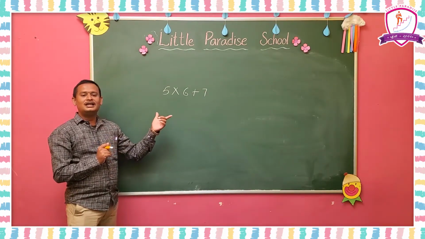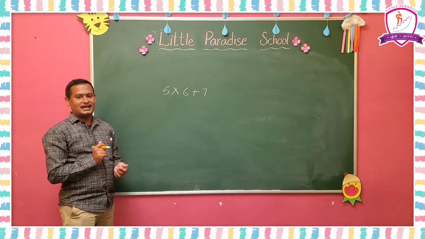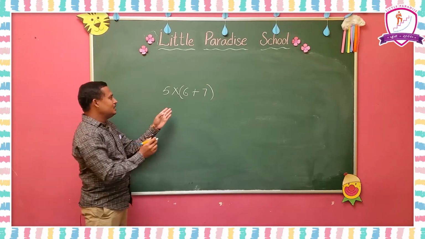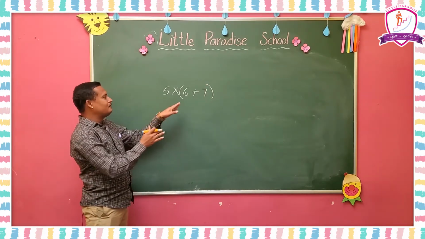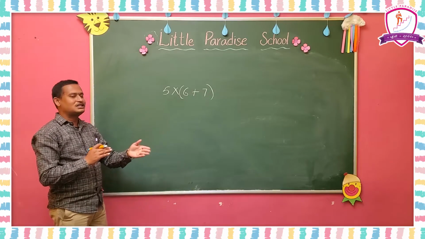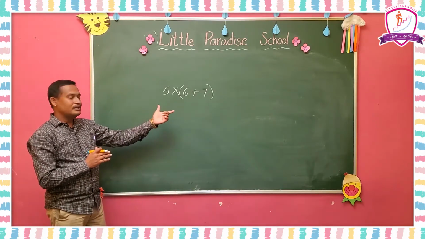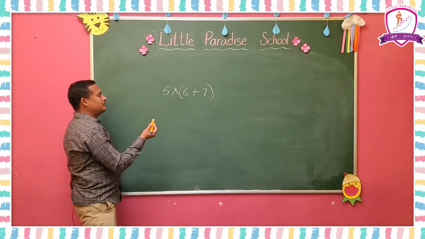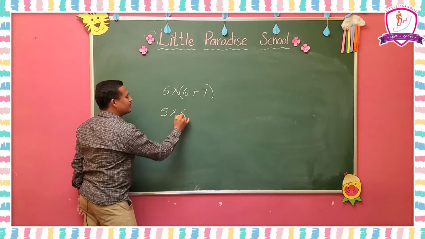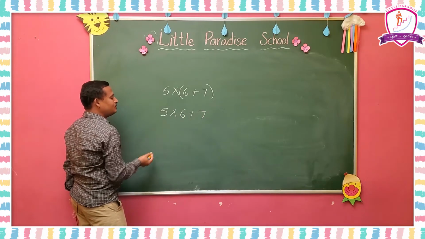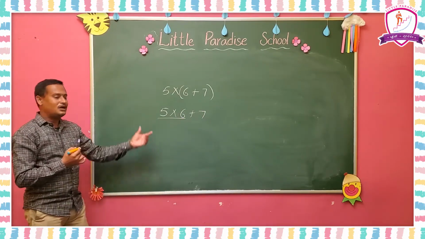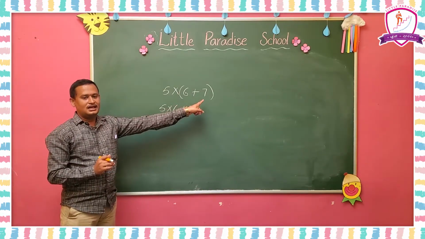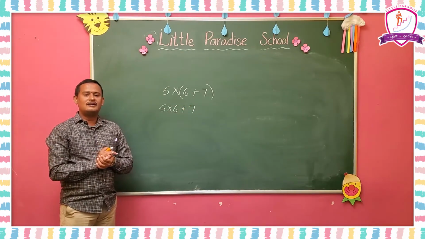Here there is a need to use a bracket. Here you have to put the bracket like this. Then only 5 is multiplied by the sum of 6 and 7. First we have to find the sum of 6 and 7, then multiply that sum by 5. If you didn't put the brackets, 5 into 6 plus 7, you would first do the multiplication. So that is wrong. So we have to put brackets like this. Understood?